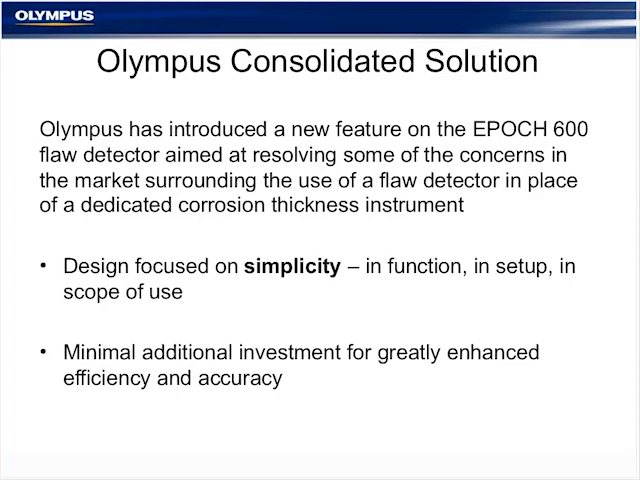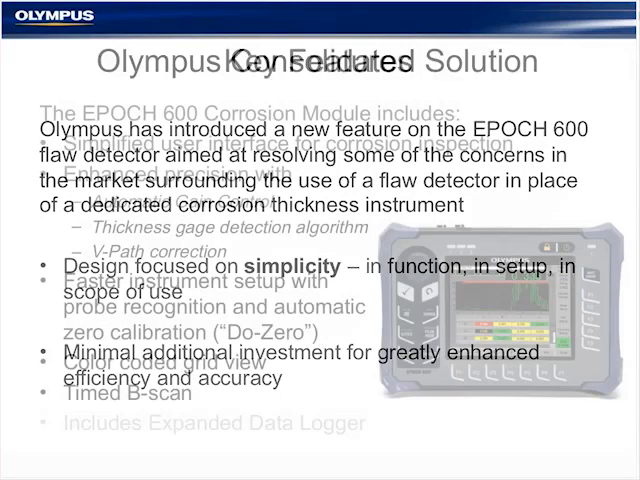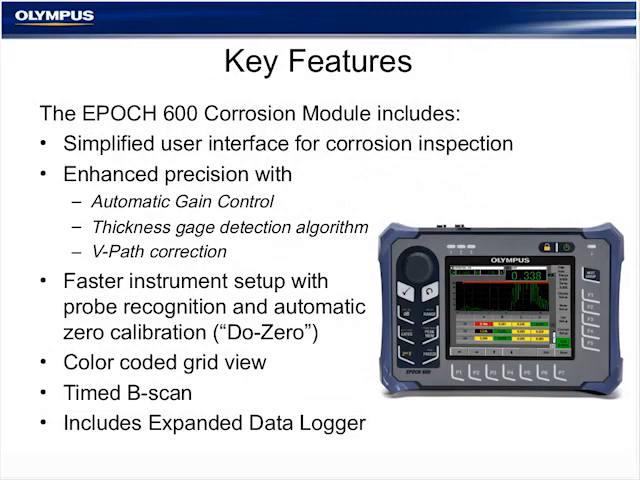So we will, of course, learn a bit more about this as we get into the live demonstration of the instrument itself. But I do want to highlight a couple of the key features that have been developed into this corrosion module, as we're calling it, on the EPOCH 600. Of course, we talked about the simplified user interface, but some of the enhancements, the ultrasonic and algorithmic enhancements to the unit, include things such as automatic gain control. So the operator is no longer required to manually manipulate the gain to optimize the signal height.